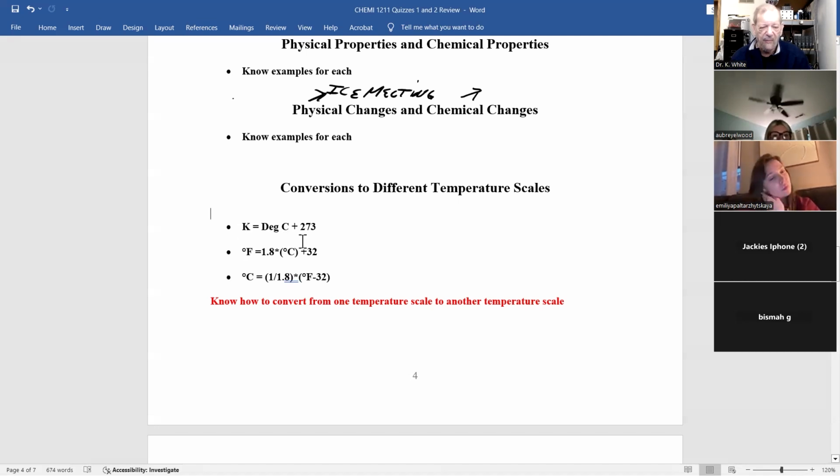But anyways, important thing to remember, each of these numbers on the right of the equal sign, 273, 1.8, and 32 are exact numbers. Next, for the last formula, you have to do the subtraction before you do the division.